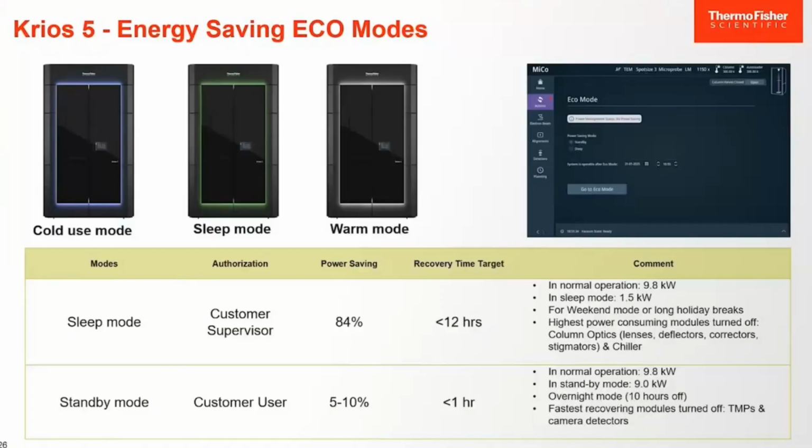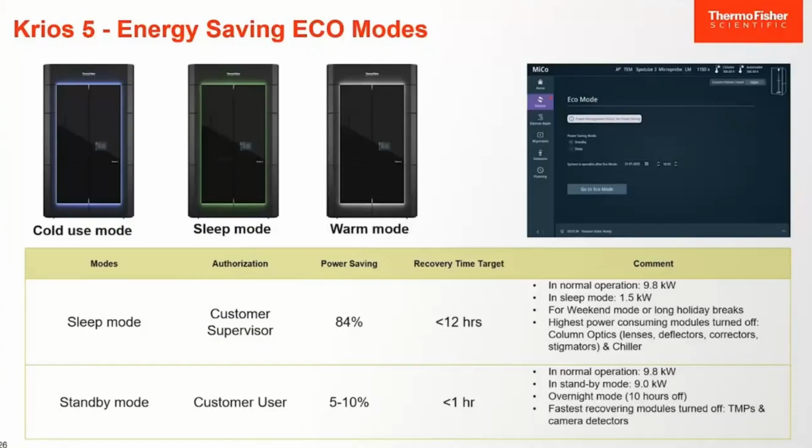When you go into sleep mode, you switch off significant components of the microscope that consume the most energy, like the lenses, the deflectors, the electron optics, the correctors, stigmators, and the chiller. By doing so, you save up to 84% of energy compared to being in normal standby mode, which is what you would do if you had, for example, a weekend break or a holiday break. Of course, an important implication here is that you would go for a pause in your microscope acquisition mode. So suppose you go for a Christmas break or long holiday break or weekend break, that is the moment when you would like to activate the sleep mode.